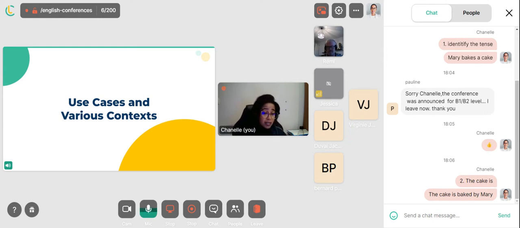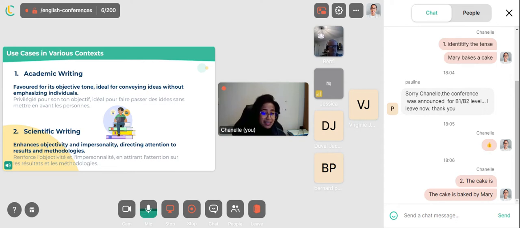When do we use the passive voice? We use the passive voice in academic writing. It is favored for its objective tone, ideal for conveying ideas without emphasizing individuals. C'est privilégié pour son ton objectif, idéal pour faire passer des idées sans mettre en avant les personnes. So, if you would like to discuss something without saying who said it, who did it, you can use the passive voice. It can also be used in scientific writing. For example, it enhances the objectivity and impersonality, directing attention to the results and methodologies. Ça renforce l'objectivité et l'impersonnalité en attirant l'attention sur les résultats et les méthodologies.